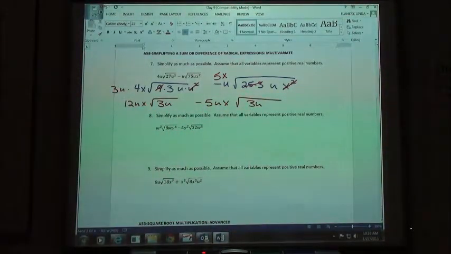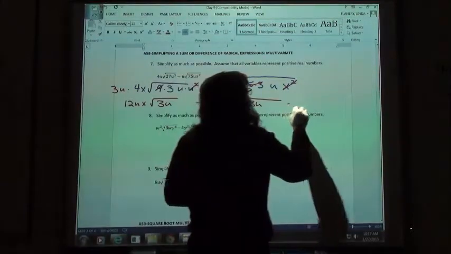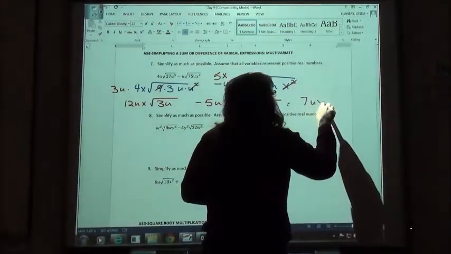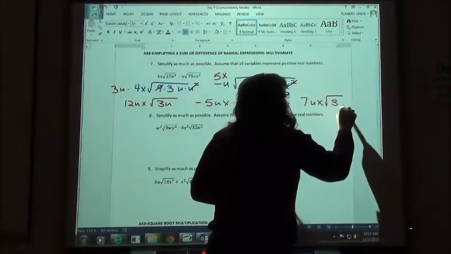So everything should match up except for those front numbers. The front numbers then is what we're going to work with. I have 12 minus 5. 12 minus 5 is 7. So my answer is going to be 7ux square root of 3u.